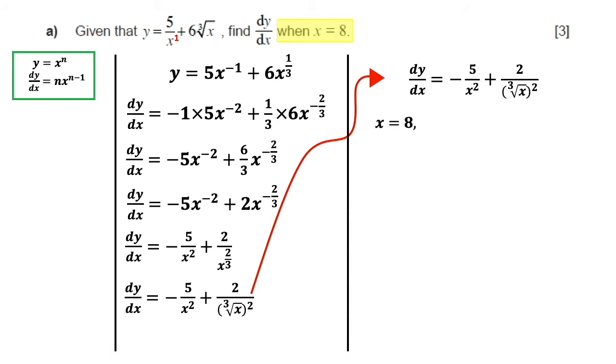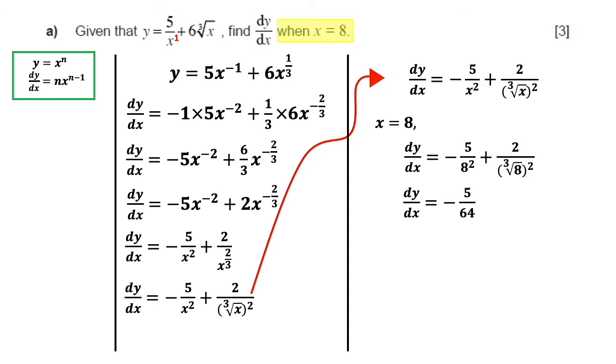So I need to substitute x equals 8 into the differentiation. What this means is for every x I've got, I need to swap it to be 8. So if I'm looking at the formula for the differentiation, dy by dx is equal, instead of minus 5 over x squared, I'm going to write down minus 5 over 8 squared. And the second term becomes 2 over cube root of 8 squared.